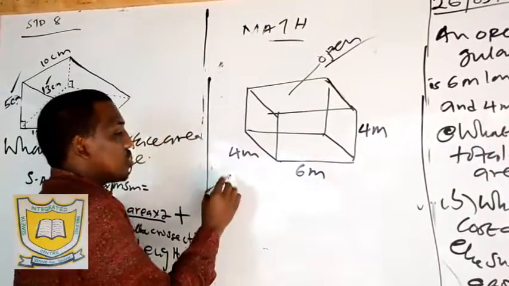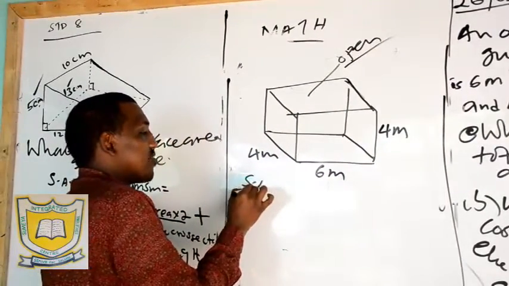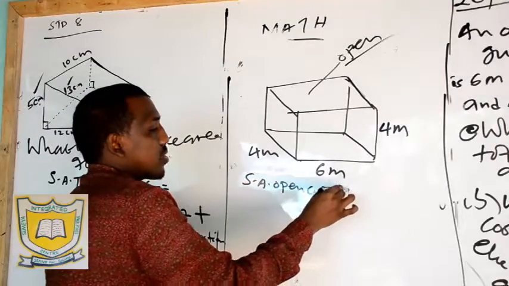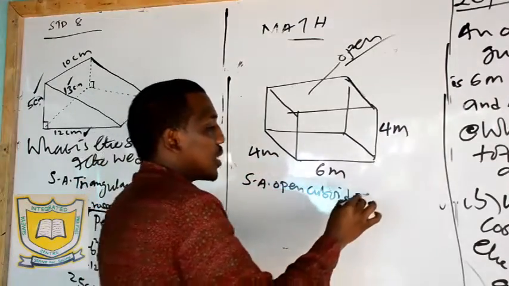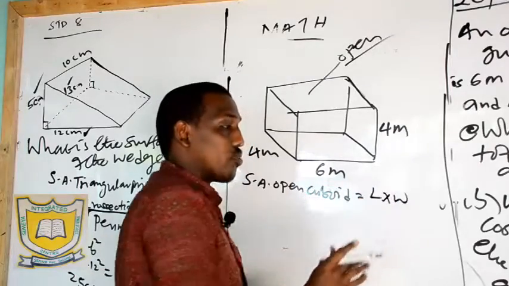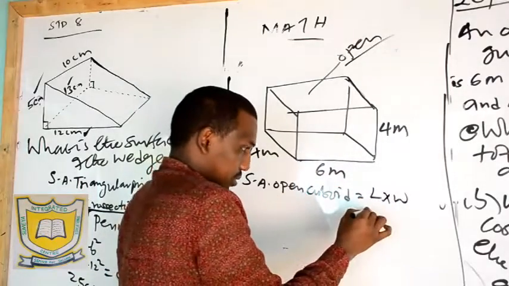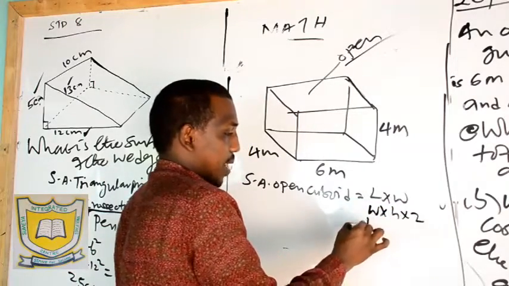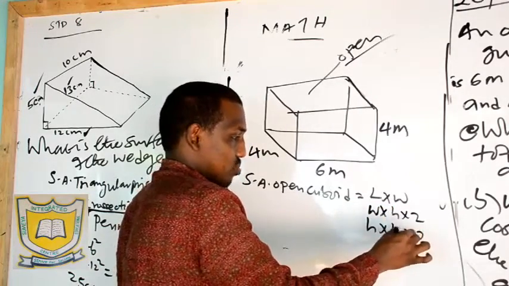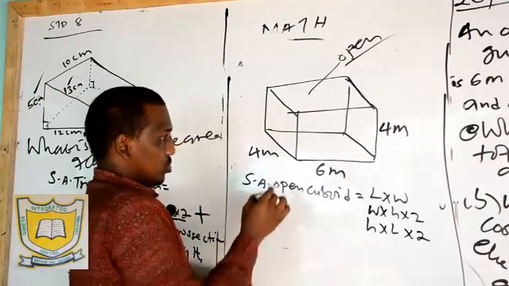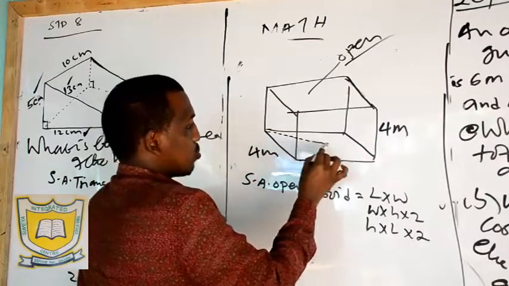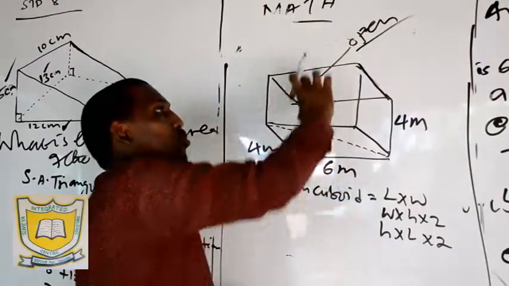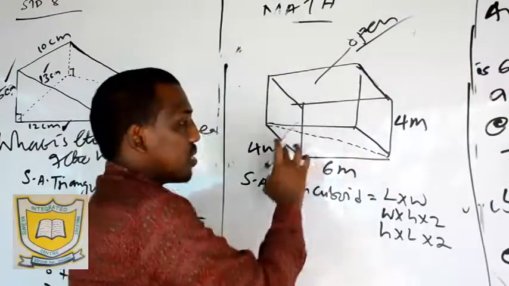Now yesterday I said, to get the surface area of an open cuboid, you say length times width is open, plus width times height times 2, plus height times length times 2. So this part is open. This part you do not multiply by 2, the other side is open, the base area.